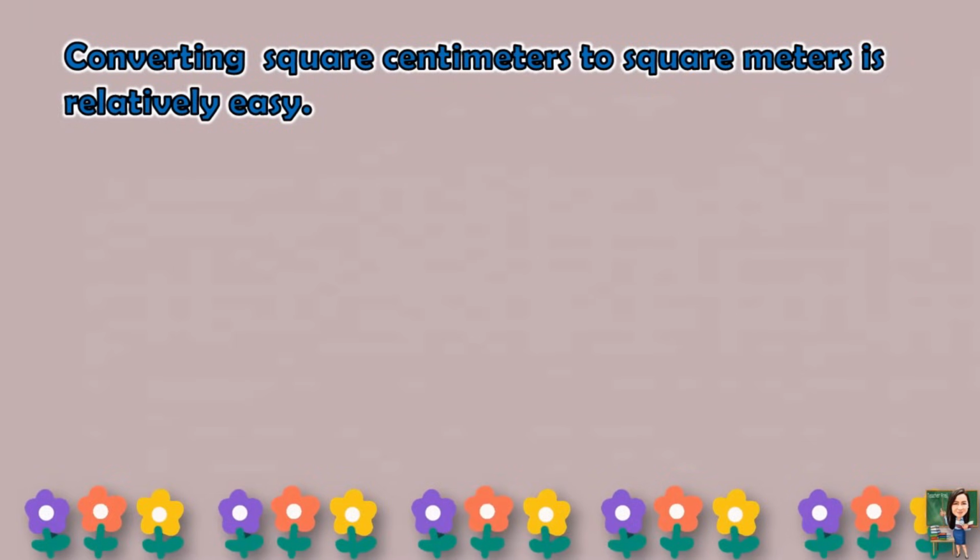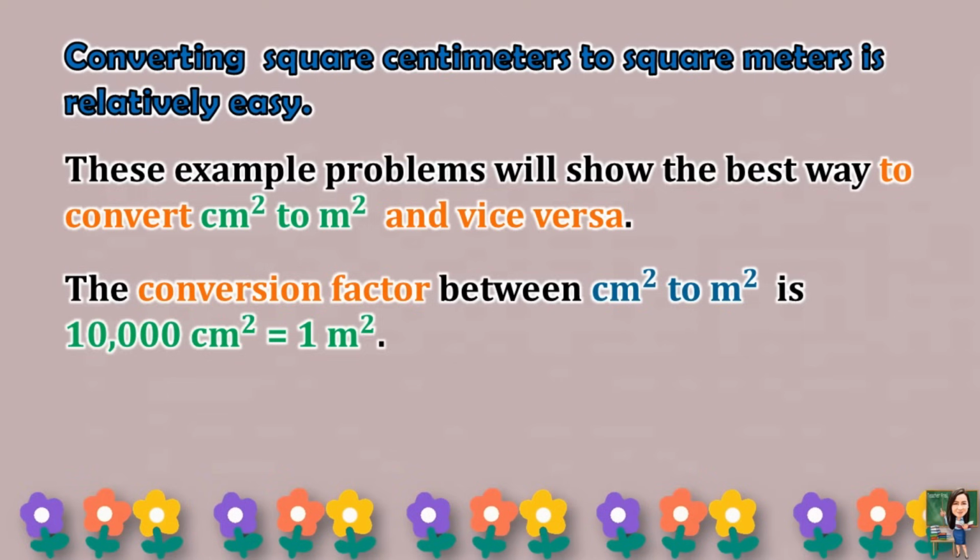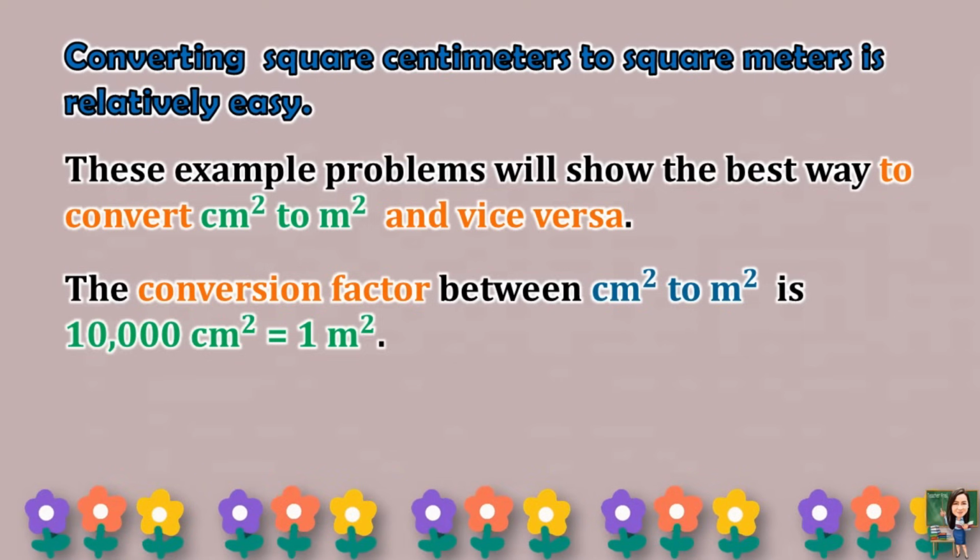Converting square centimeters to square meters is relatively easy. These example problems will show the best way to convert square centimeters to square meters and vice versa. The conversion factor between square centimeters and square meters is 10,000 square centimeters equals 1 square meter.